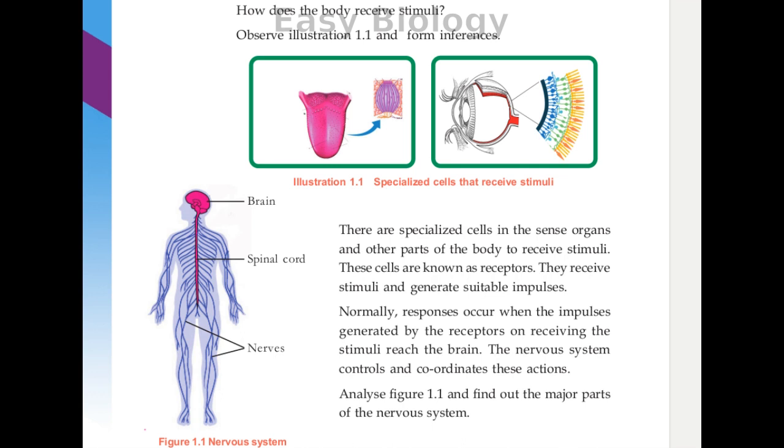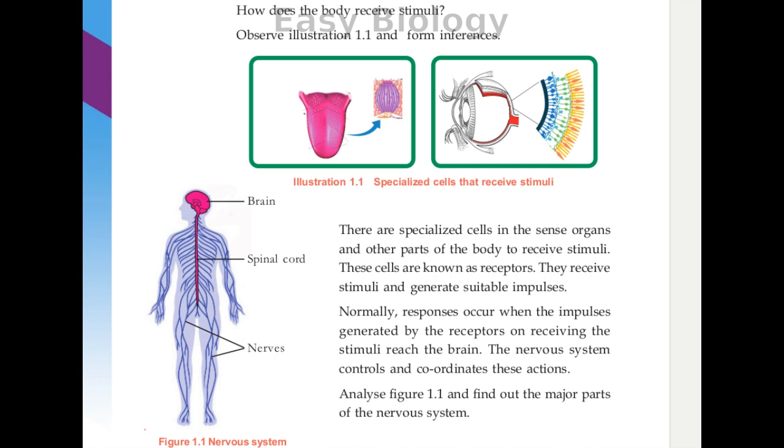How do these receptors work? The receptors receive the stimuli. They generate suitable impulses. The impulses reach the brain. Last step, the responses occur when these impulses generated by the receptors reach the brain.